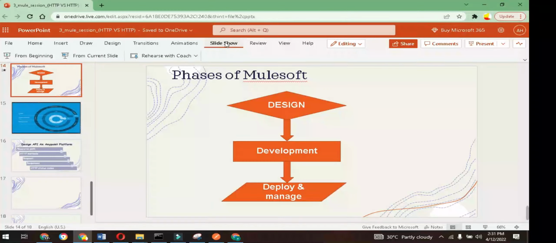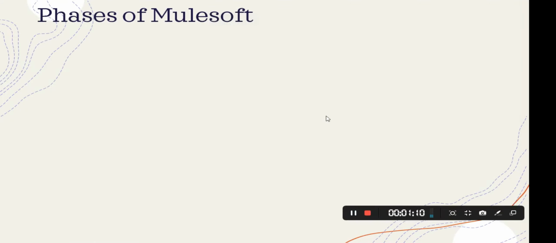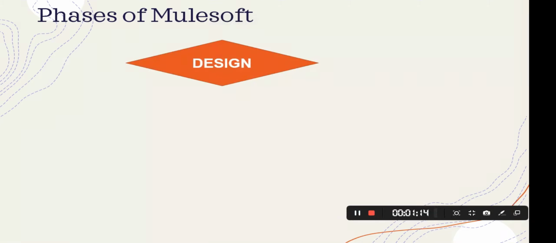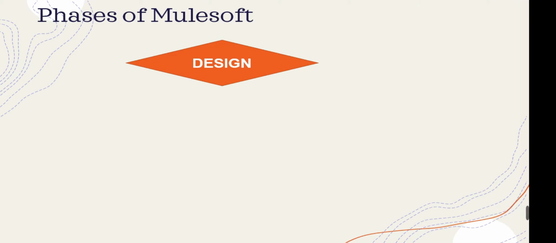Okay, we can start with the session. Coming to this session 4, I will explain the designing part. Now we can start with the phases of MuleSoft. Coming to the phases of MuleSoft, first we will go with the design phase. What is the design phase? Design phase means you will create an API, that will be the API documentation.